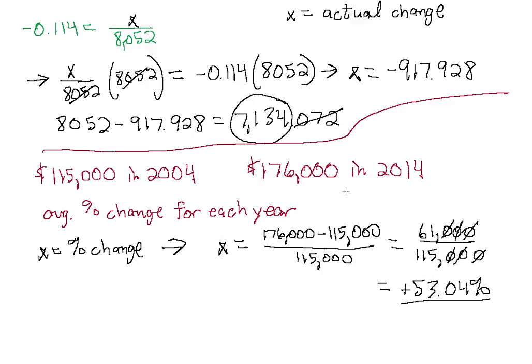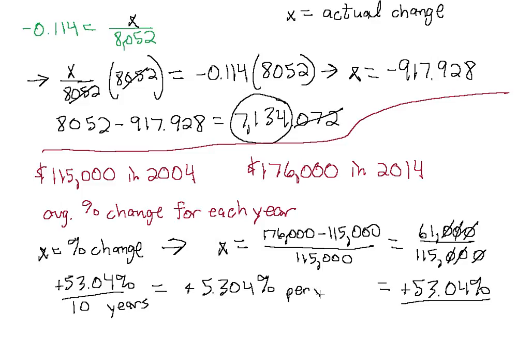This is the total percent of change. Now, to get the average percent of change from 2004 to 2014, we simply divide by the number of years, which is 10. So we just divide 53.04% by 10 years. We want to average it out over the amount of time. Remember, this is a plus, which will give us a plus 5.304%.